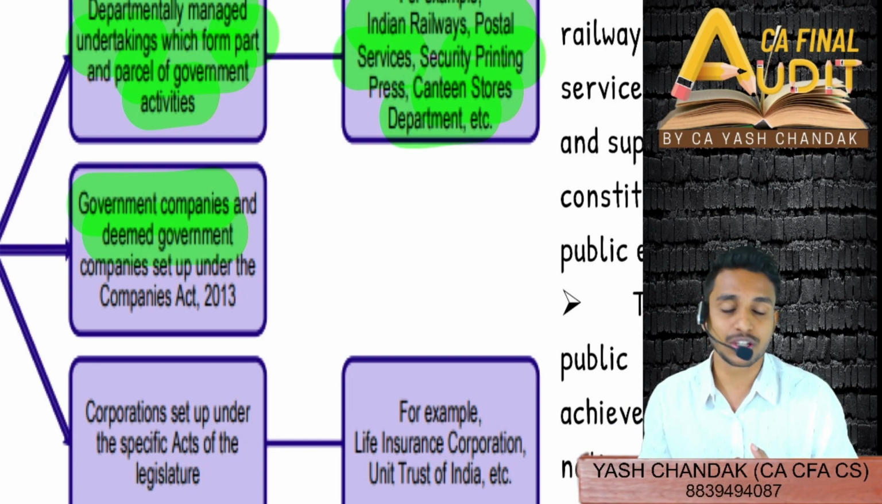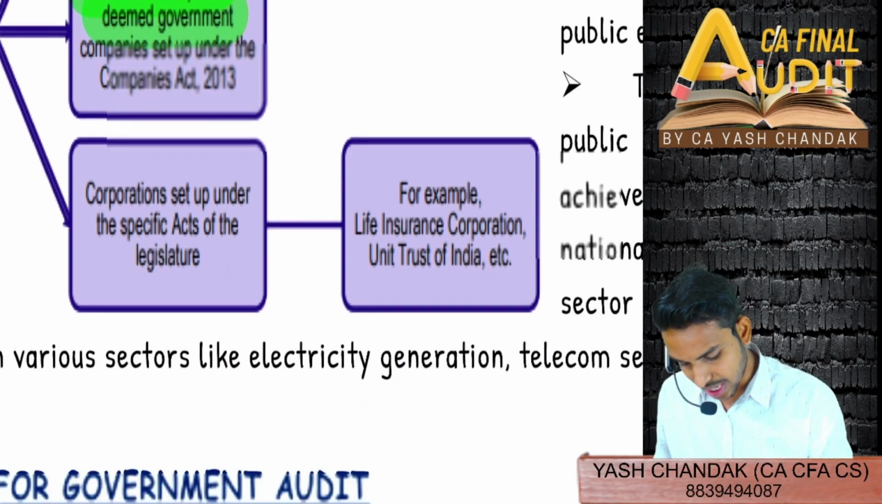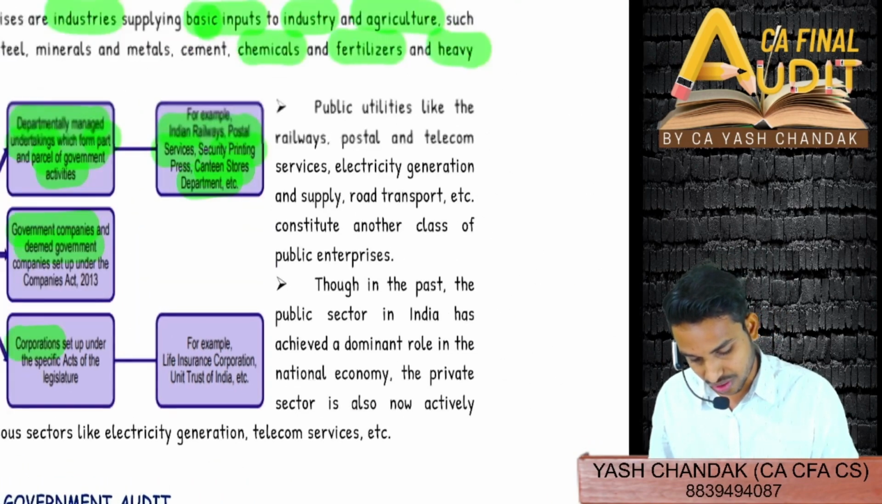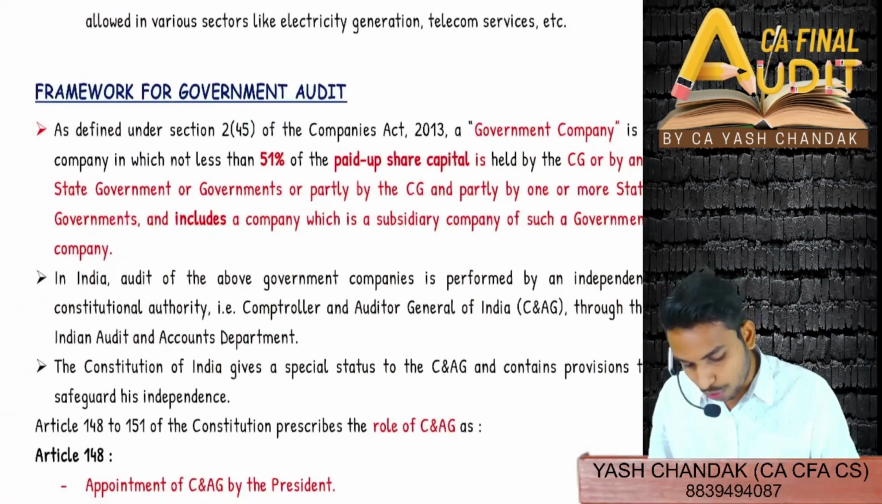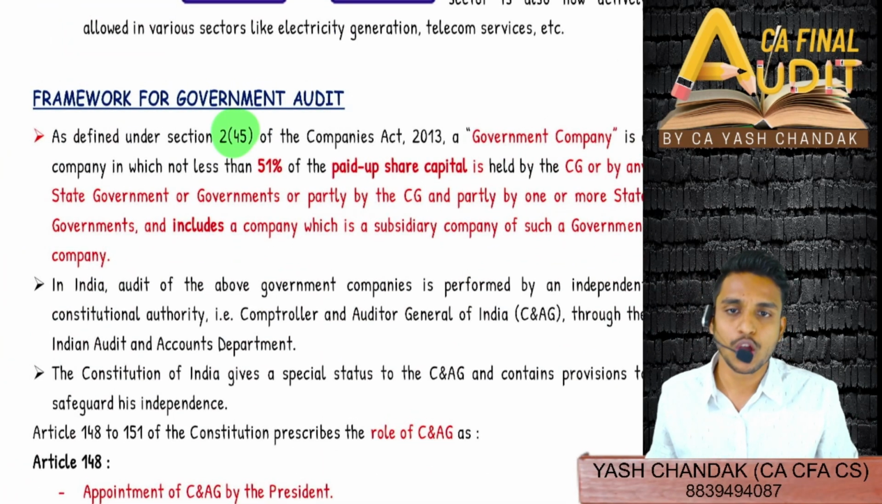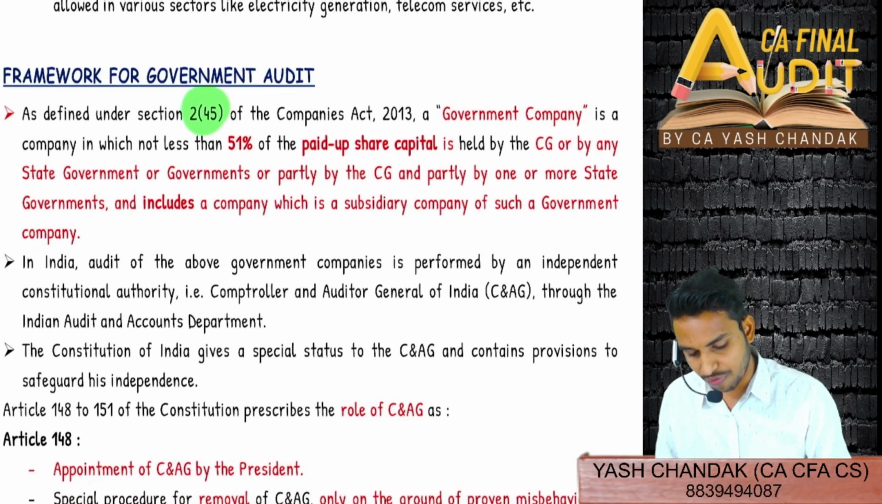in Section 2, clause 45 of the Companies Act 2013. And then the corporations like LIC, UTI, GIC and all these corporations. So, framework for government audit: we have to know deeply how Section 2(45) of the Companies Act is framed, which talks about the definition of a government company.